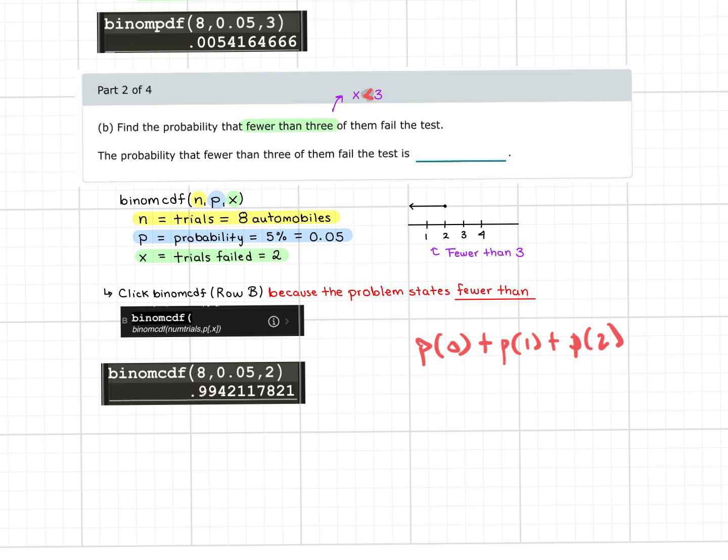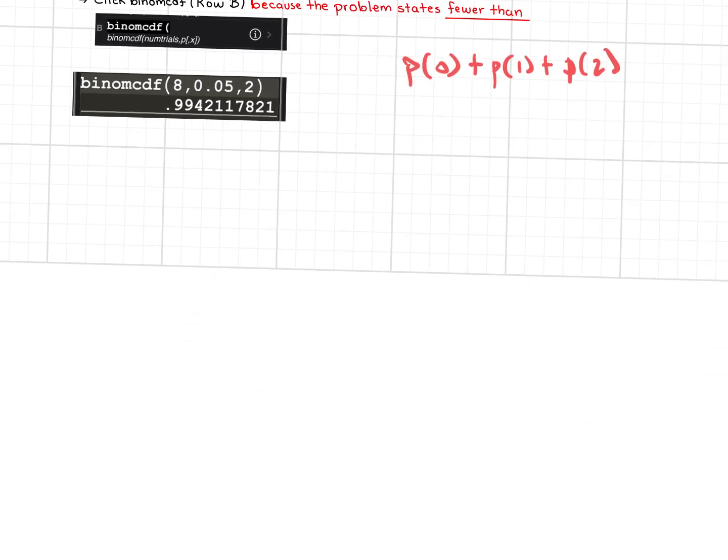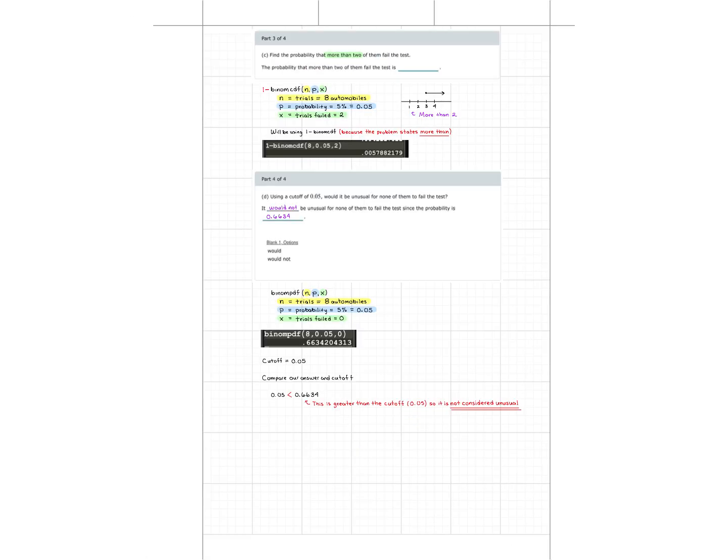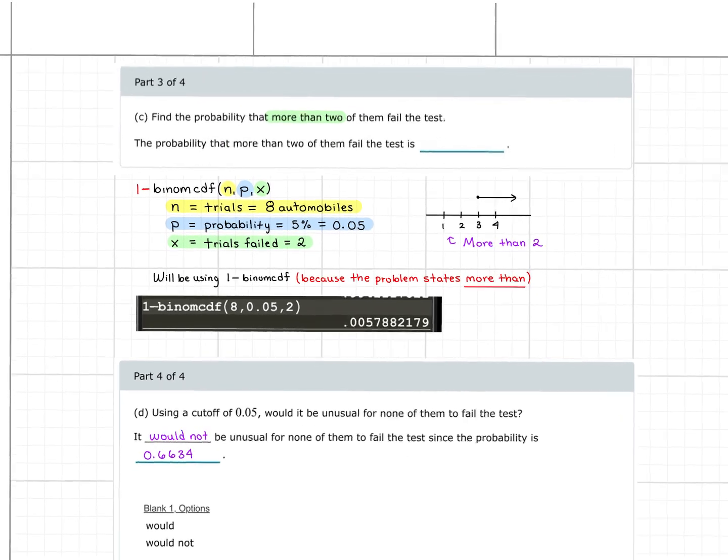And so this is what we get, about 99% chance of that happening. All right, part 3. Oh, actually, part 3 I think is on the next page. Let me get to the next page. All right, so part 3, it says more than 2.